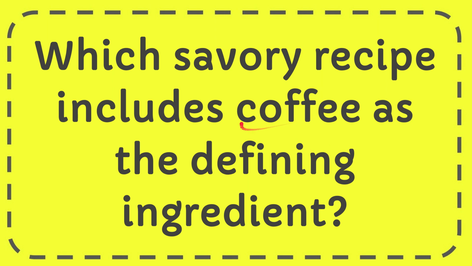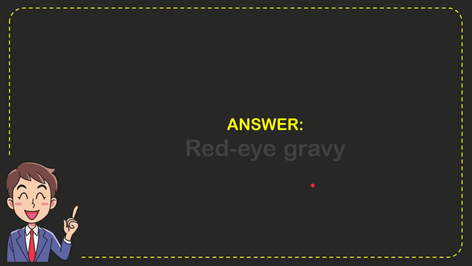I'm going to give you the answer for this question. The question is, which savory recipe includes coffee as a defining ingredient? Well, now I'll give you the answer for this question, and the correct answer is red eye gravy. So that is the answer for the question, red eye gravy. That's the answer.